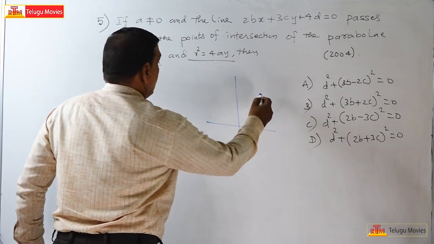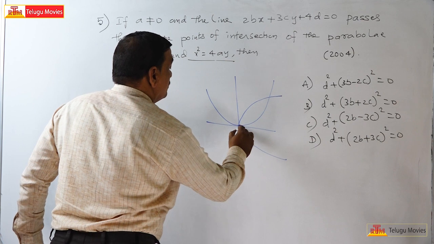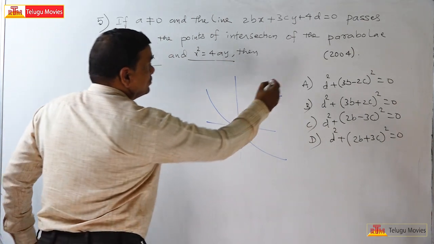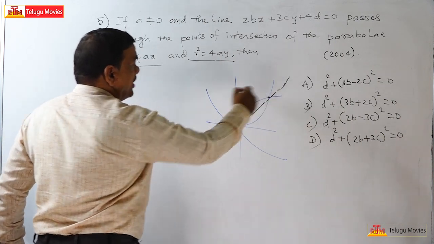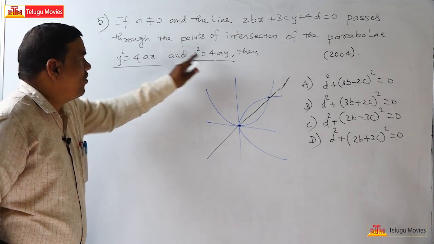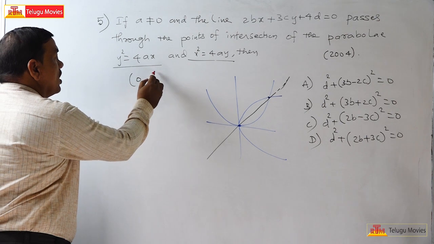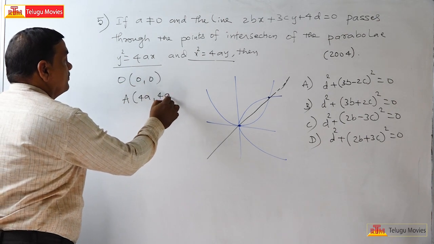What are the equations of these two parabolas? This is one parabola. So these are the points of intersection. Now, this is the line passing through the points of intersection of these two parabolas. So always remember the points of intersection of these two parabolas are (0, 0) and another point is (4a, 4a).